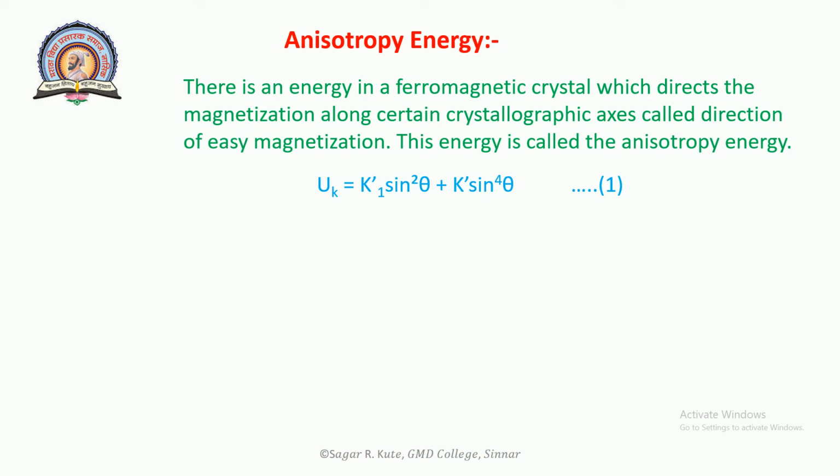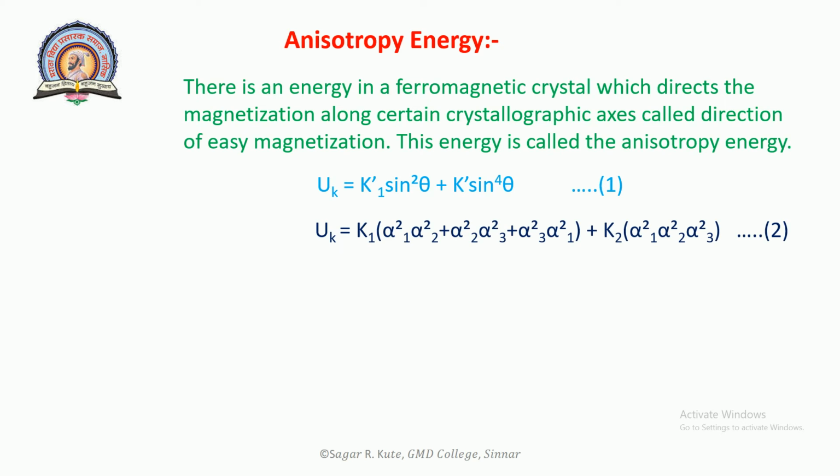The next combination is fourth degree: alpha 1 square alpha 2 square plus alpha 1 square alpha 3 square plus alpha 3 square alpha 2 square, and then 6th degree: alpha 1 square alpha 2 square alpha 3 square. Thus UK is equal to K1 bracket alpha 1 square alpha 2 square plus alpha 2 square alpha 3 square plus alpha 3 square alpha 1 square bracket complete plus K2 alpha 1 square alpha 2 square alpha 3 square. This will be equation number 2.